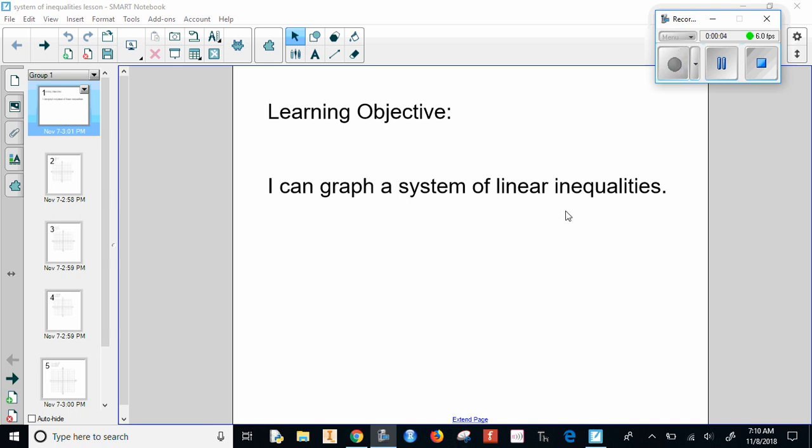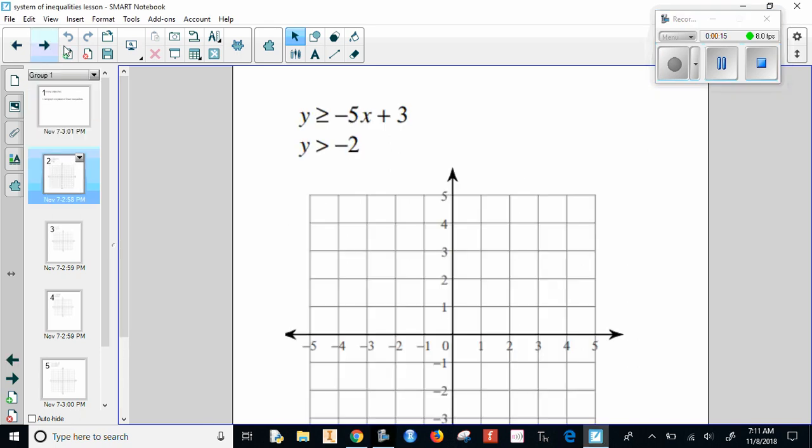Today's goal is to graph a system of linear inequalities. Our previous lesson just talked about graphing one linear inequality. Now we're going to do a system of linear inequalities, which means we're going to deal with more than just one line.